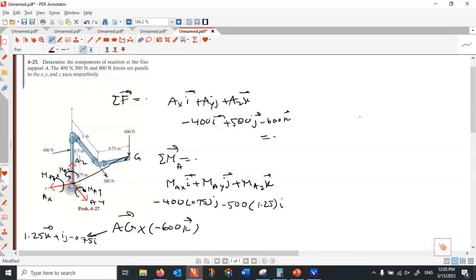Set minus 400 and 0.75 pi. Yes, that is because of 400. 400, that is inside, with respect to the O, that is a rotation in the XZ plane. XZ plane rotation that will be projecting out is either in the I component, J component, or negative J. In this case, if you use your right hand, 400 is in the negative J. So that's minus 400. And the arm of rotation is from A to here, which is 0.75.